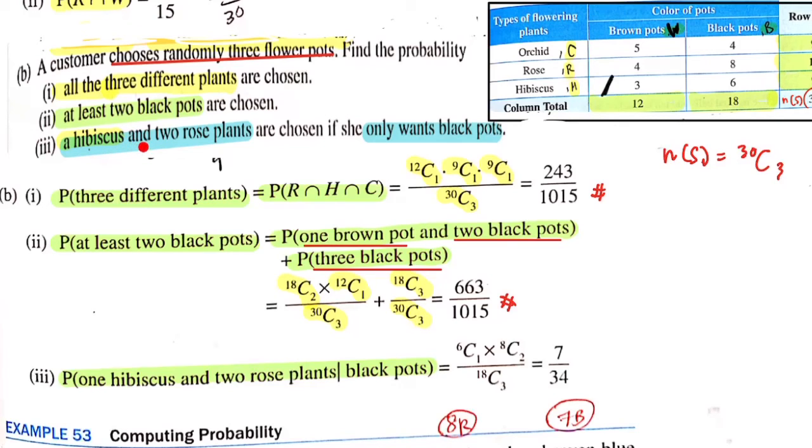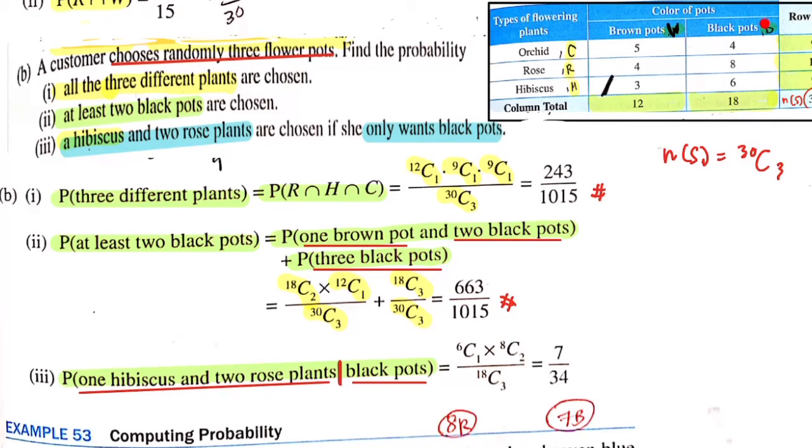Find the probability of a hibiscus and 2 rose plants are chosen if she only wants black pots. Okay, so the way to write this is 1 hibiscus and 2 rose plants. Find the probability if given black pots. Okay, so now things have changed. We only want black pots and we want to choose 3. So be careful here, find the black pots.